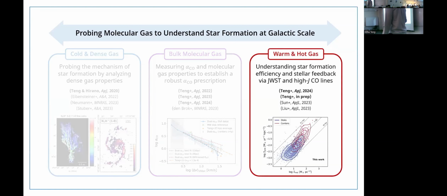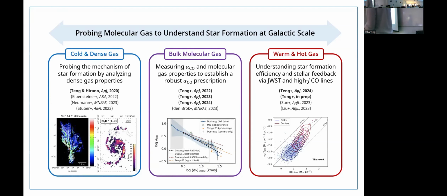And more recently, I've also started to expand my research into the warm and hot molecular gas, because as I mentioned earlier, this warm gas can reflect the energetic stellar feedback process that we know is quenching the star formation activities in galaxies, and it can have huge impacts on the efficiency of star formation. So by connecting these different phases of molecular gas at different evolutionary stages, I'm hoping to obtain a more complete picture of the interplay between molecular clouds, star formation, and stellar feedback within galaxies.